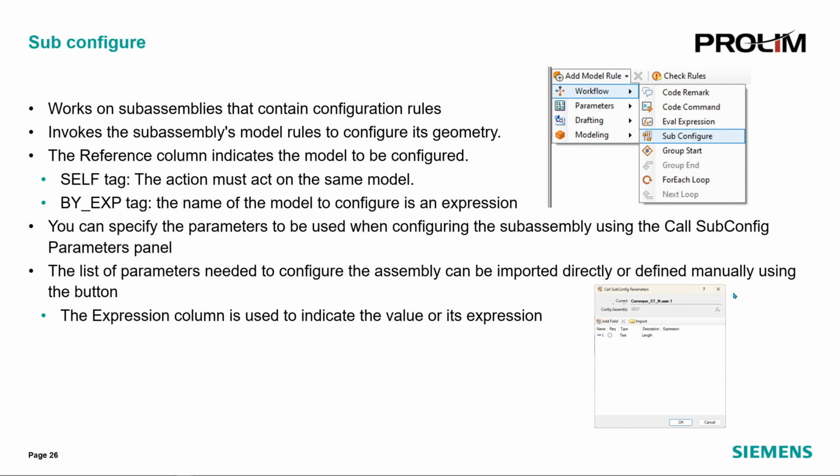So the list of parameters needed to configure the assembly can be either imported using the import option as you can see from here, or you can manually enter it using the add fields command. So this is the new subconfigure model action.